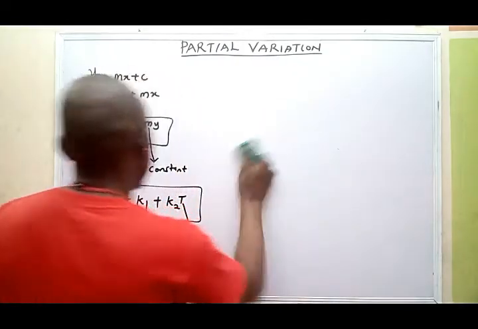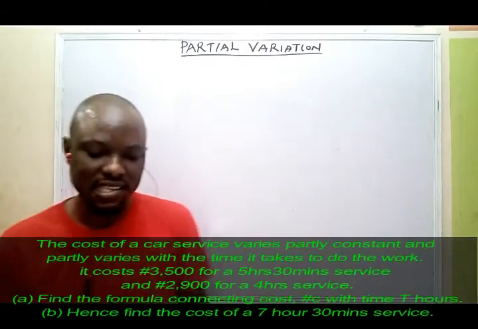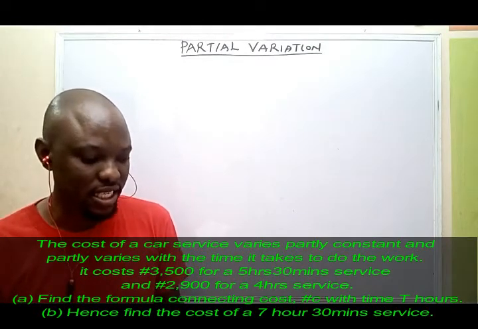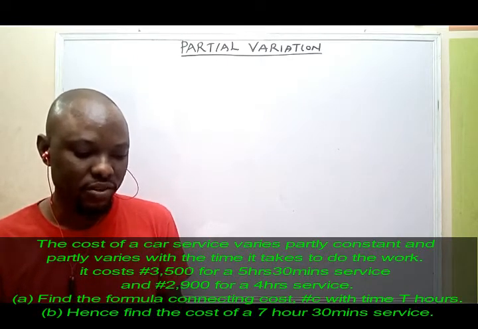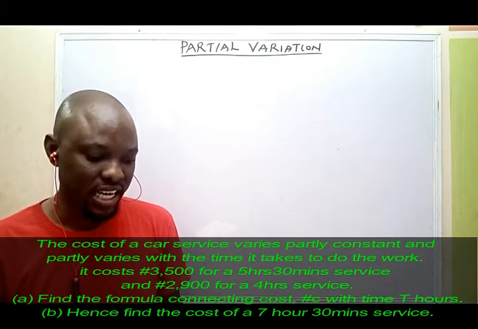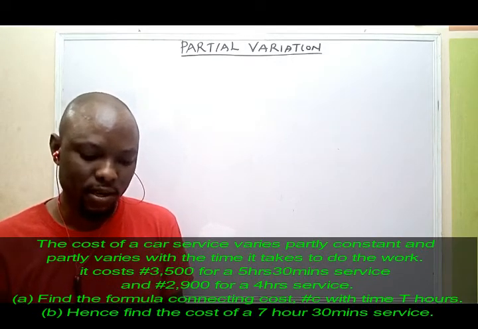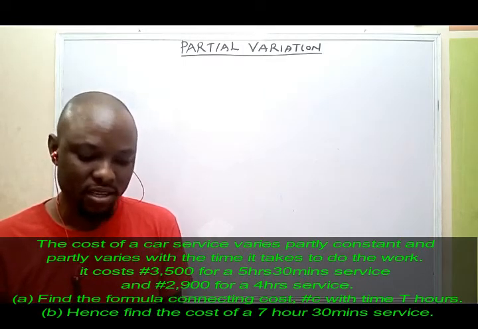So we're going to take a question now, and the question will be displayed on the screen. The question is that the cost of car service is partly constant and partly varies with the time it takes to do the work. It costs 3,500 naira for a 5.5-hour service and 2,900 naira for a 4-hour service. Find the formula connecting the cost in naira with the time t in hours. Then the B part, find the cost of a 7.5-hour service.